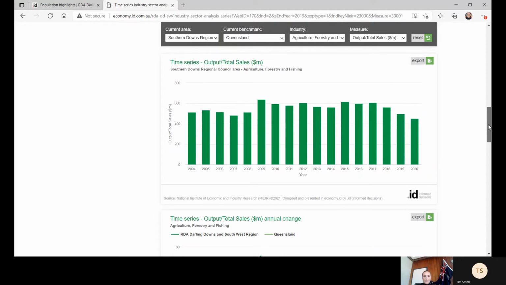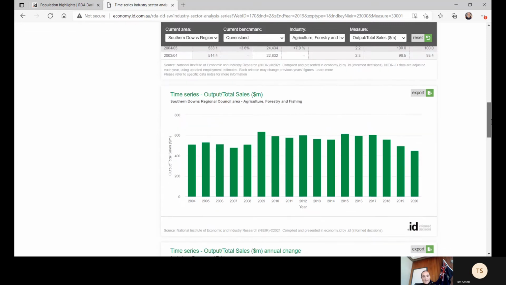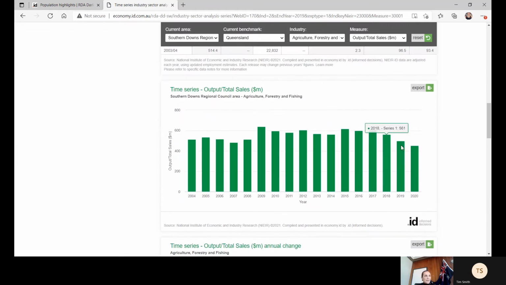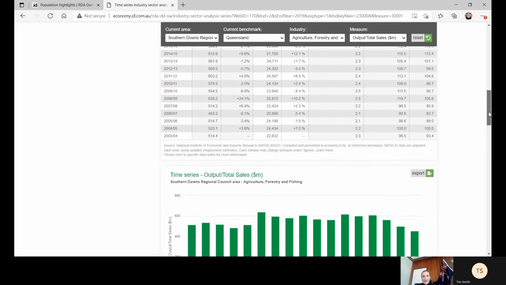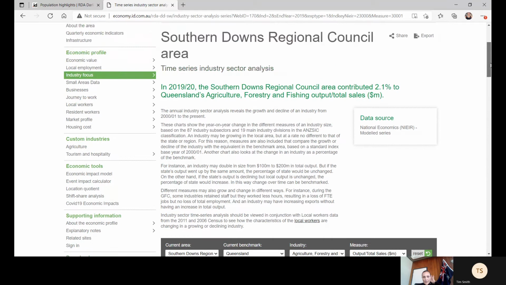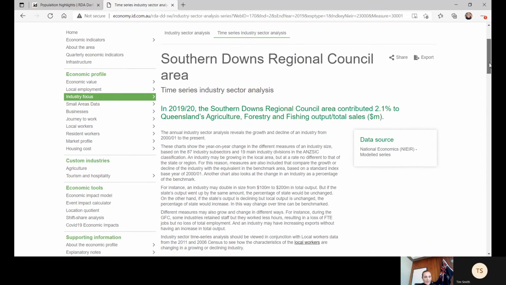This is a really good one for, say, for example, the guys in Gundawindi, who were talking about using this sort of data to showcase the impacts that have occurred in the agricultural sector. So just being able to really show, look, this is what has happened over time in our ag industry, and the burden that can be on people. So that's our industry focus.